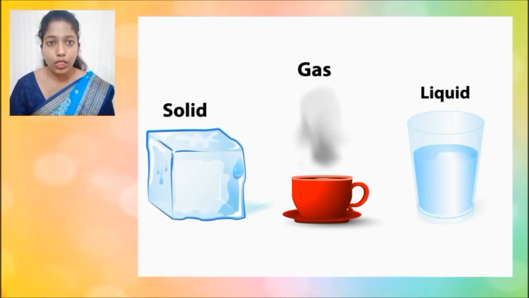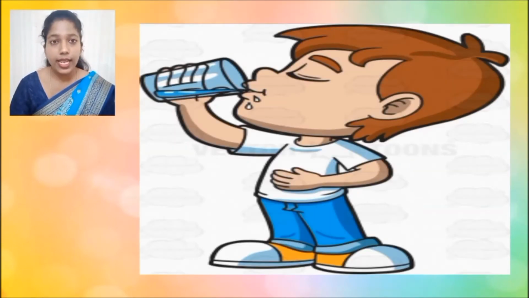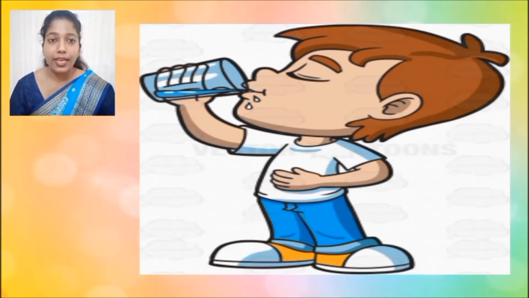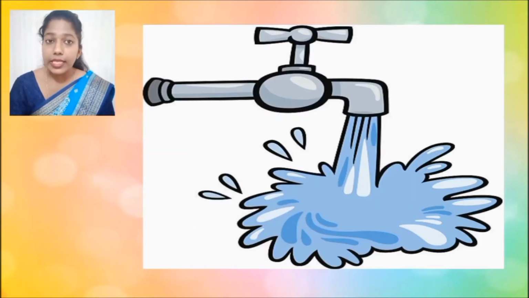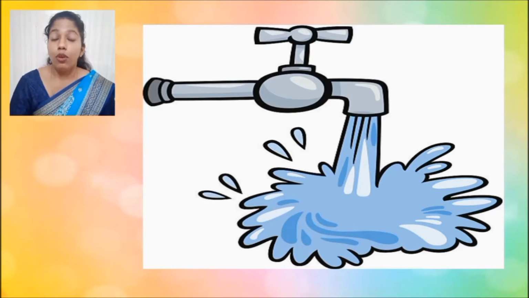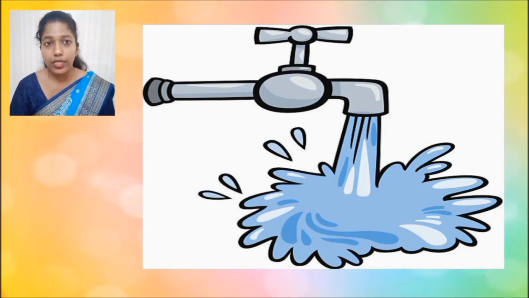Let's see first. Water in liquid form, which we drink. The water which we drink is in liquid form. As you can see here, one child is drinking water. This is the liquid form of water. You can see liquid water coming out of a tap, which we use for many other activities like brushing, cleaning, washing clothes, etc.